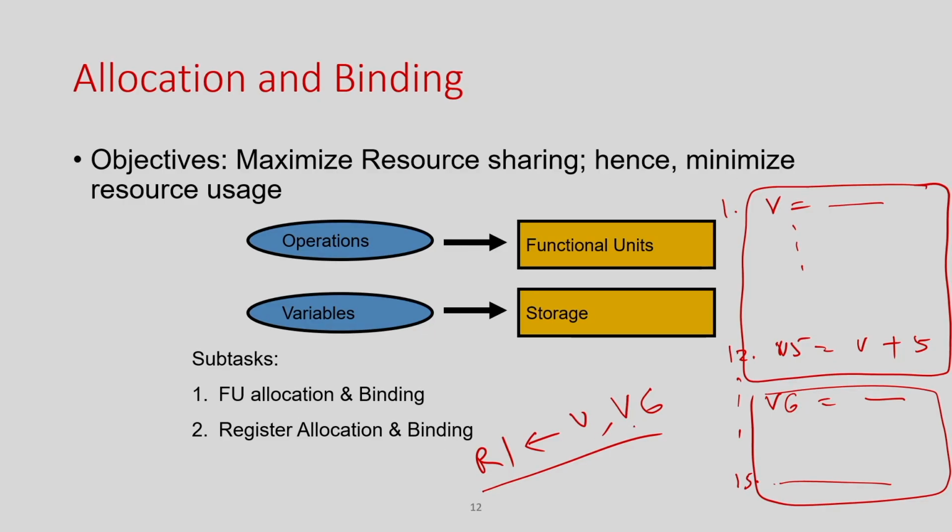So, if there are 2 variables which are not used at the same time, that means their lifetimes are not overlapping, I can put them into the same register, and that is how the sharing happens. This is how you identify how many registers you need to allocate for these variables, and then you bind them. This is the binding I have done, that v and v6 map to register 1. So, this is register allocation and binding. We will go into more detail here on how this mapping happens and what kind of algorithm is to be used.